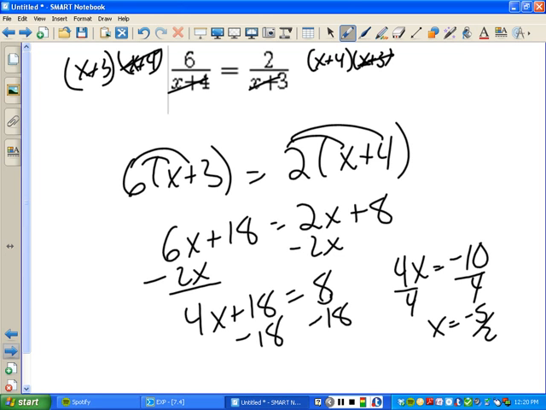Now again, keep in mind that you should be checking this. You should be taking your negative 5/2 and plugging it in. You get 6 over negative 5/2 plus 4 equals 2 over negative 5/2 plus 3. Now I'm going to ask you what is negative 5/2 plus 4. And when I ask you that, I'm not as interested in what the answer is, other than to say that whatever it is, it's not 0. And as long as it's not 0, I'm okay. I don't care what it is, just don't let it be 0.